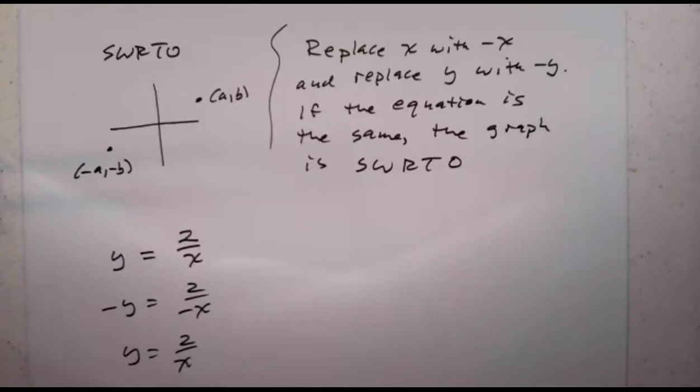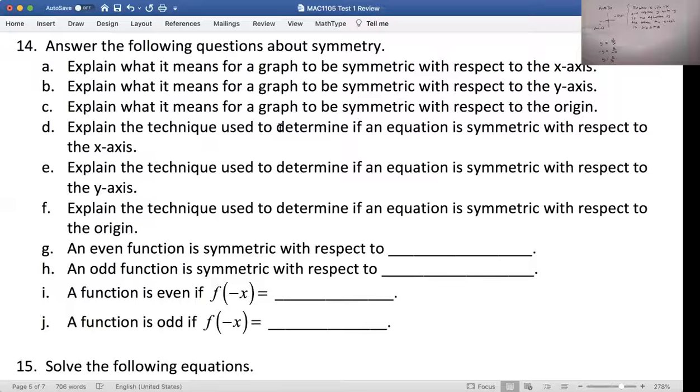All right, what else do we have? An even function is symmetric with respect to what? An even function is always going to be symmetric with respect to the y-axis. Now think about it, if you're symmetric with respect to the x-axis, you're probably not a function because you're going to fail the vertical line test. An odd function is symmetric with respect to the origin.